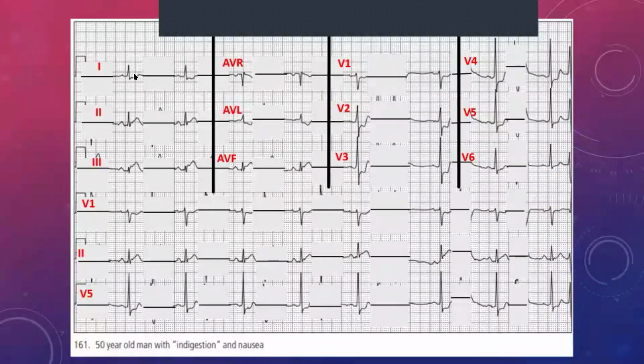Now let's look at lead 1 and lead AVL, and here we can see ST depressions. And if you remember from our previous discussions, I should have left those drawings up, but anyway, lead 1 and lead AVL are on the opposite side of the body.